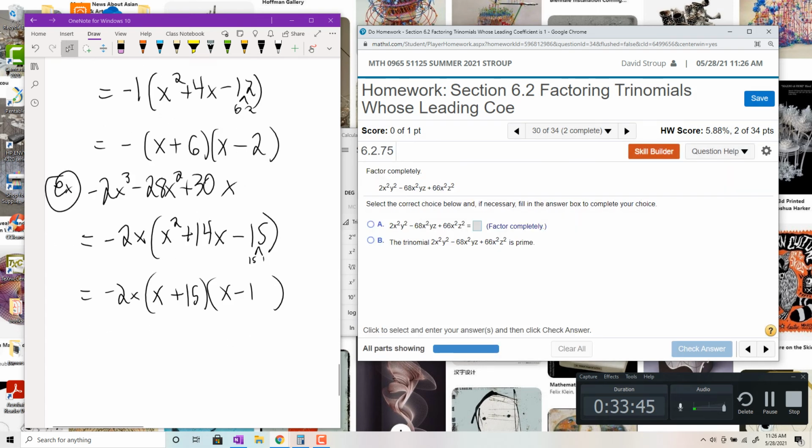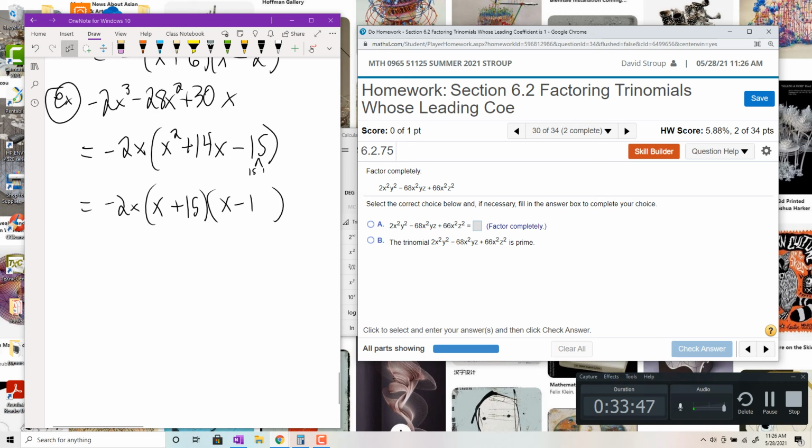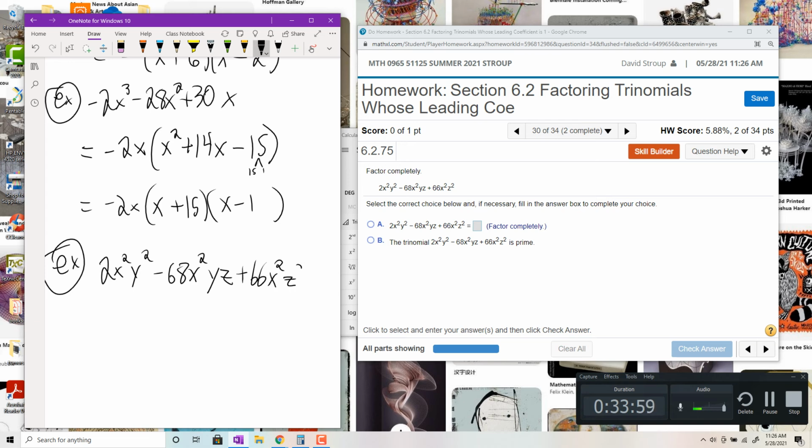Let's see what, oh, look at this guy. It's getting scary, huh? 2x squared y squared minus 68x squared yz plus 66x squared z squared. Okay. 3 variables. Looks like I can factor out a constant of 2, and everybody has an x squared as well. So I can factor out a 2x squared from each term.